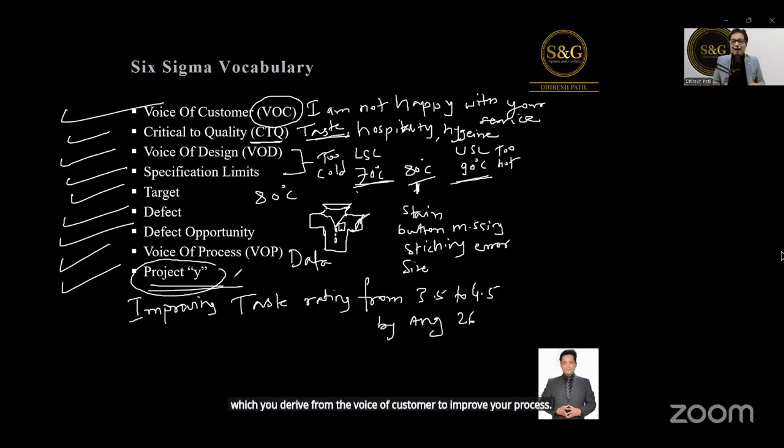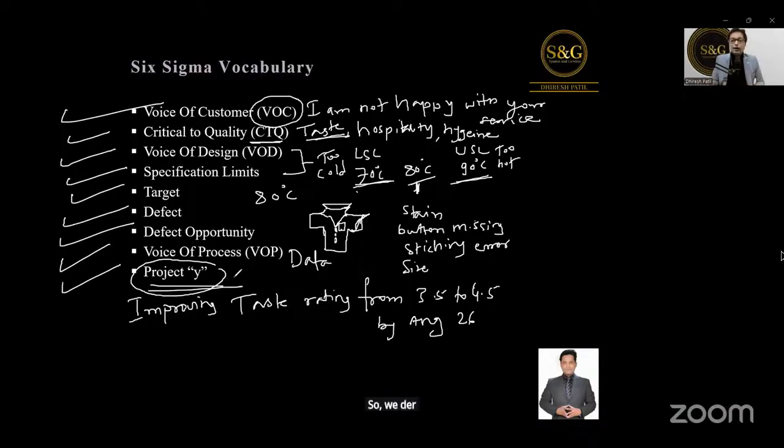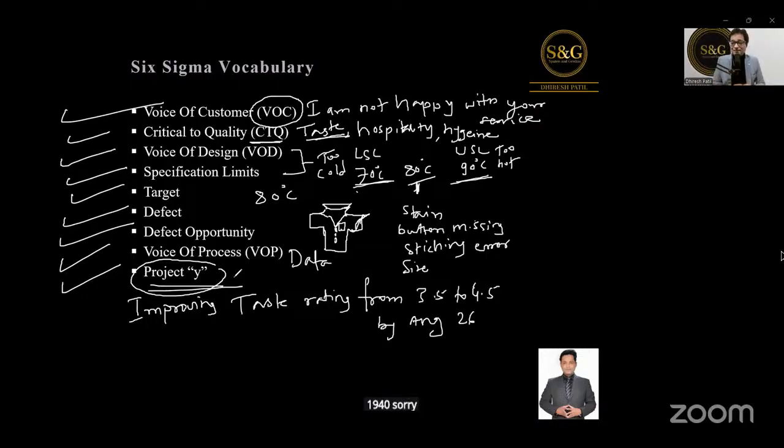Like in case, I'm not happy with your service. That was the voice of customer. From that voice of customer, we derived CTQs. From the CTQs, we collected some data. From the data, we found that there is a gap in the taste. So we derive a project Y, which is improving taste rating from 3.5 to 4.5 by August 2025. Clear? Yes.